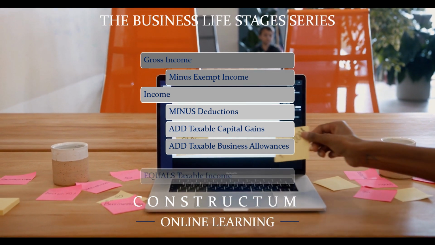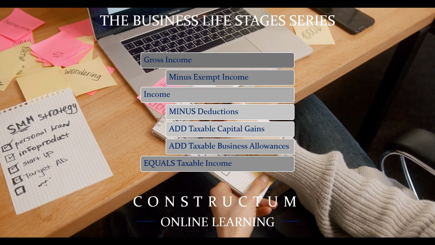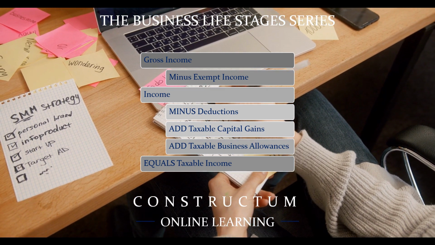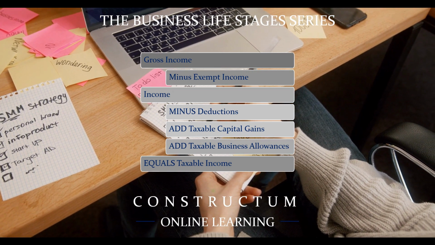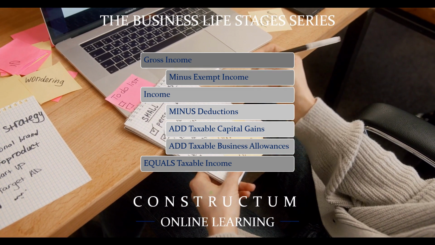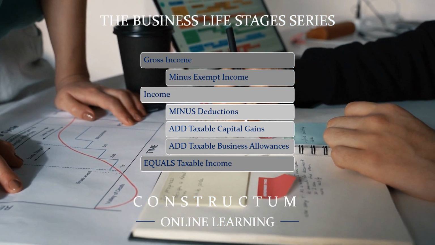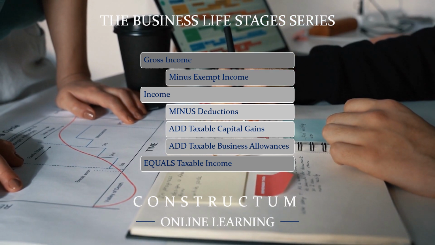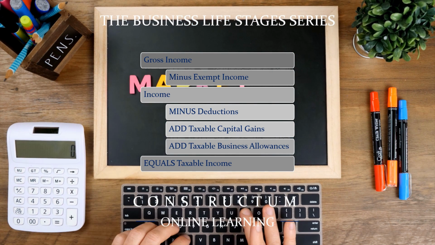Then add capital gains from the disposal of an appreciating asset. For the purpose of this video, I'm going to assume that a person at the very early stages of the entrepreneurial journey will not have any appreciating assets that they can dispose of, which would result in a capital gain. Add the taxable portion of any business allowances received by you, the taxpayer. So this might include the use of a company-owned vehicle, a cell phone allowance, or any other sort of financial benefit that you receive. And then you get to taxable income.